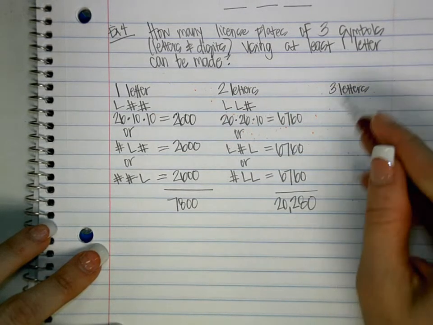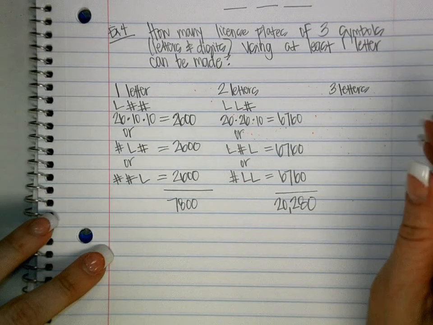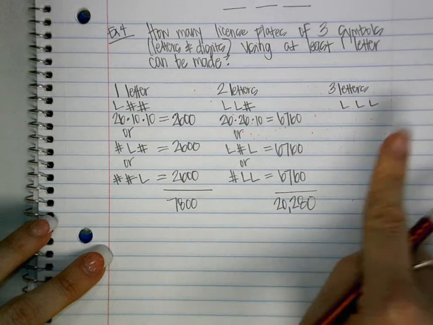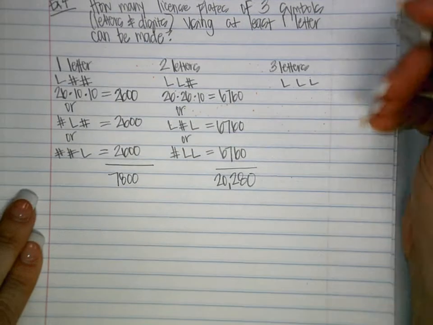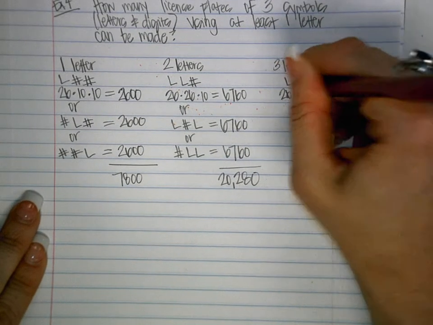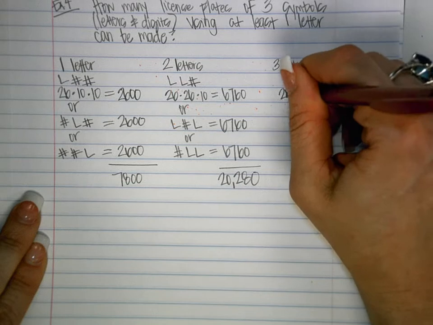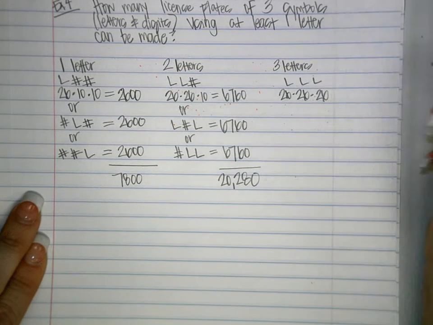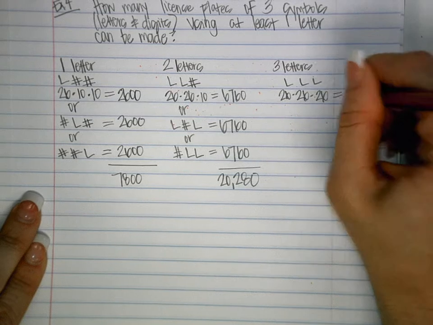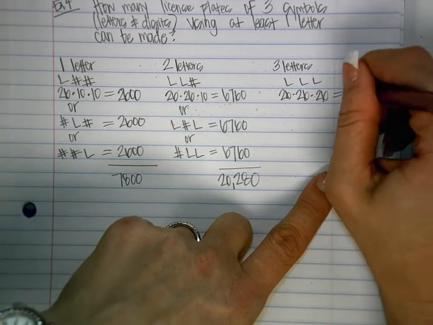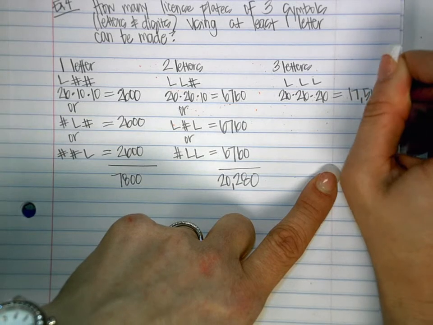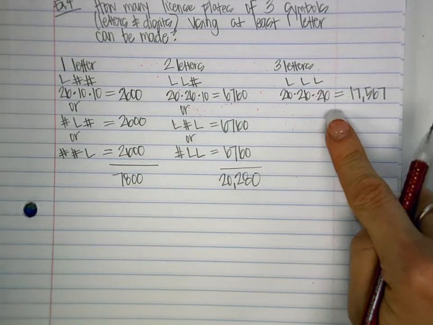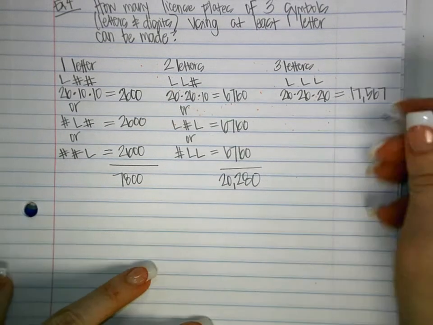Now, what if I use 3 letters? That would have to be arranged letter, letter, letter. How many options do I have for the first letter? 26. How many options do I have for the second letter? 26. How many options do I have for the third letter? 26. Okay? Multiply these all together, and that is 17,576. Now, is there any other way to arrange 3 letters? No. So again, we have a total of 17,576.